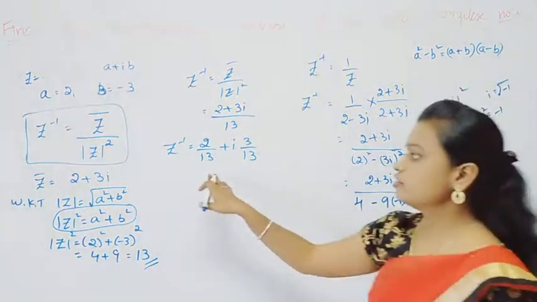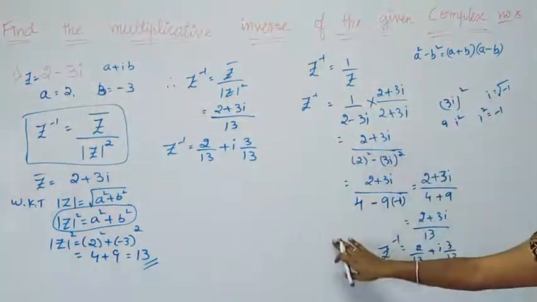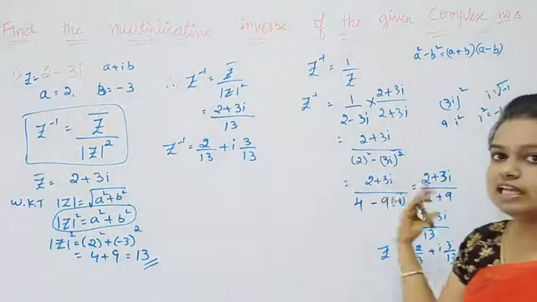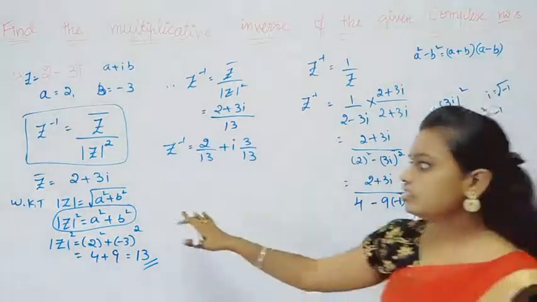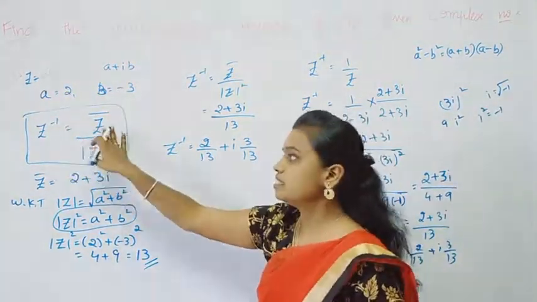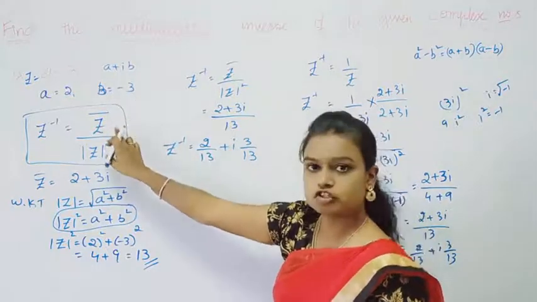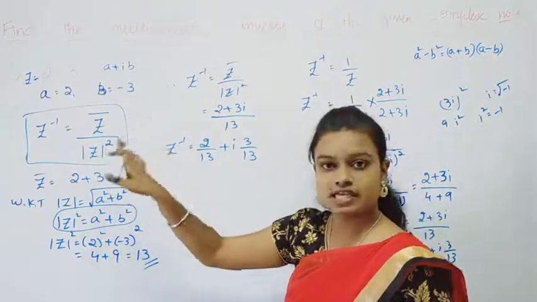Observe that here also we get the same answer. So in this method also we get the same answer. So you can use any one of the methods. So this is using formula. Z inverse means Z bar by mod Z square. For this you have to find the conjugate, and mod Z square means a square plus b square.